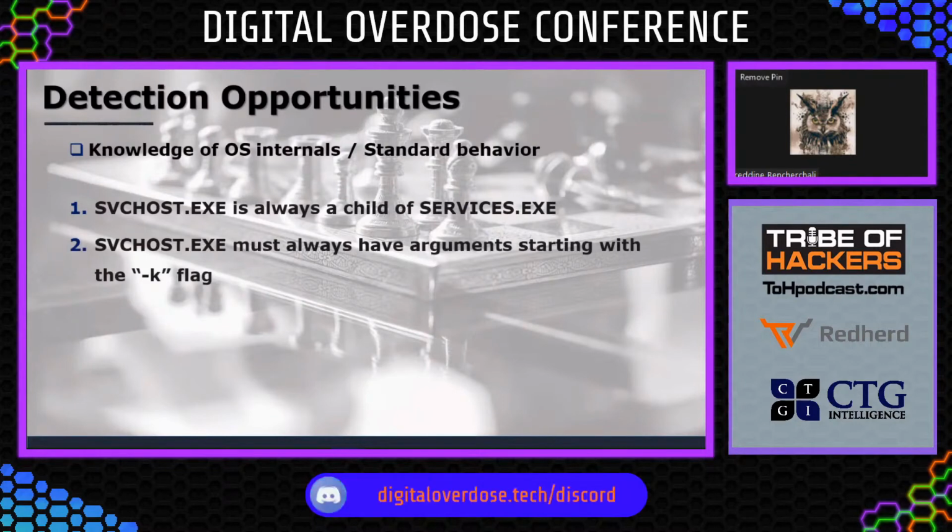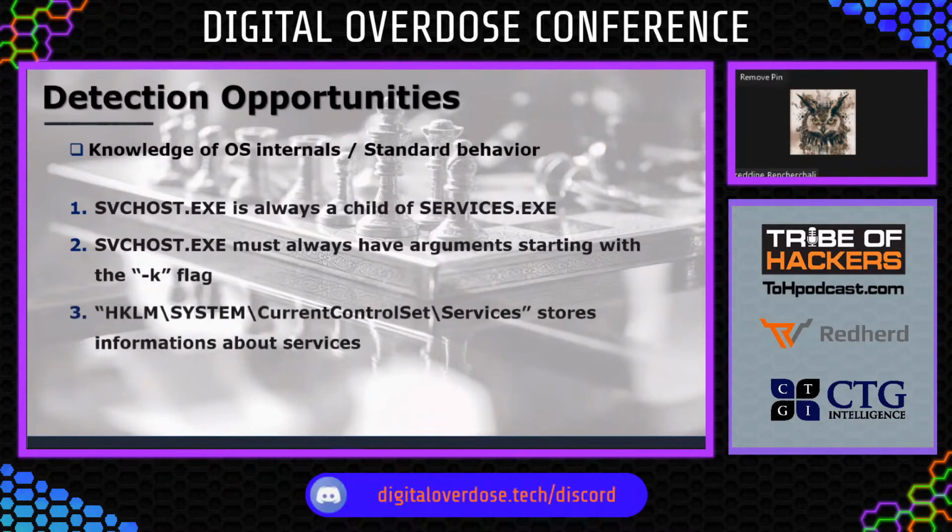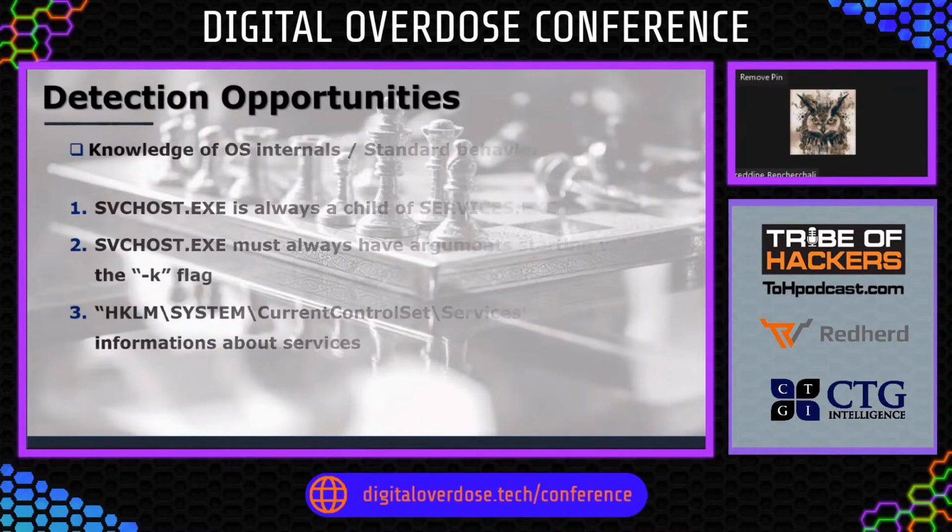So for example, let's say the attacker managed to spawn an svchost as a service, as a child of services.exe. If it does not contain the -k flag, it should raise some alarms. And finally, everything that follows the -k flag should be loaded from HKLM\System\CurrentControlSet\Services, or should be defined there at least. And that registry stores information about every service that is declared in the system.